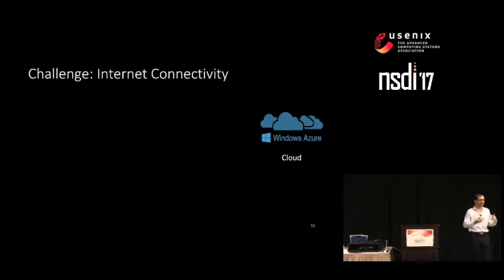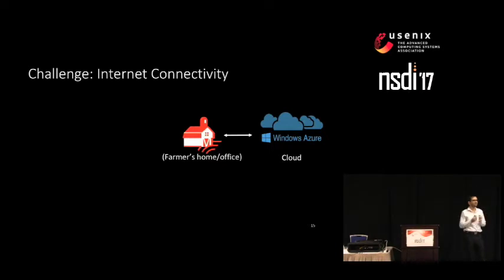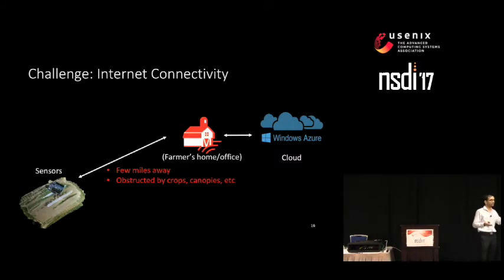Before we do that, let's take a step back and try and understand what we have on the farm. So there is the cloud that we want to connect to. And then there is some internet connection at farmer's home or office, which we can use. And on the other hand, we have these sensors, which we want to connect to the internet. These sensors are on the farm, which is typically a few miles away from the farmer's home or office. And this space in between farmer's home and office and the sensors is filled by a lot of crops, tree covers, canopies, really hard to go through. So how can we extend the connectivity that exists at this farmer's home to these sensors in spite of all these obstructions?